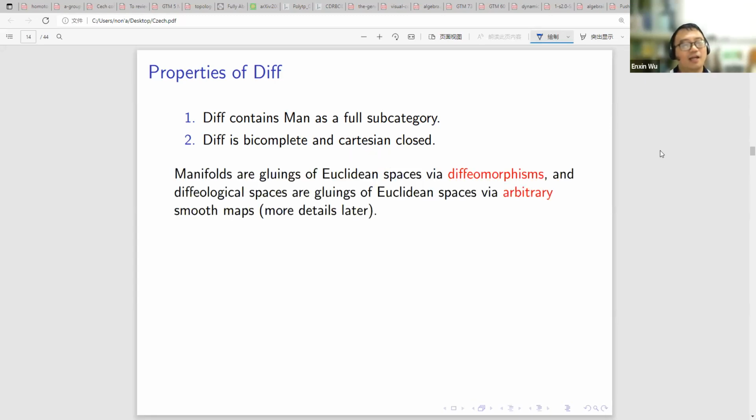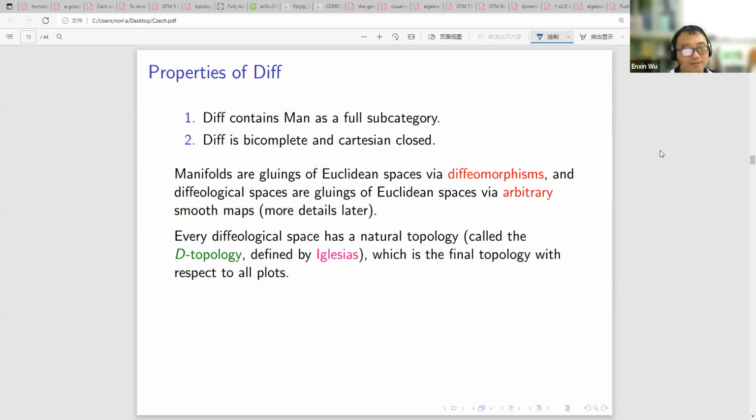Okay. And another thing I want to clarify is you can view diffeological spaces as a generalization of manifolds in the following sense. Manifolds are gluings of Euclidean spaces via diffeomorphisms when you use the charts. And diffeological spaces can be viewed as gluings of Euclidean spaces, but not via diffeomorphisms, but via arbitrary smooth maps. Okay.